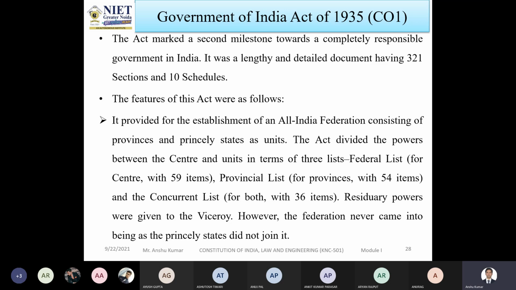First, it provided for the establishment of an All India Federation, consisting of provinces and princely states as the units. The act divided the power between the center and the units in terms of three lists: federal list for the center, provincial list, and concurrent list. Residuary powers were given to the Viceroy. However, the federation never came into being as the princely states did not join it. Never formed.